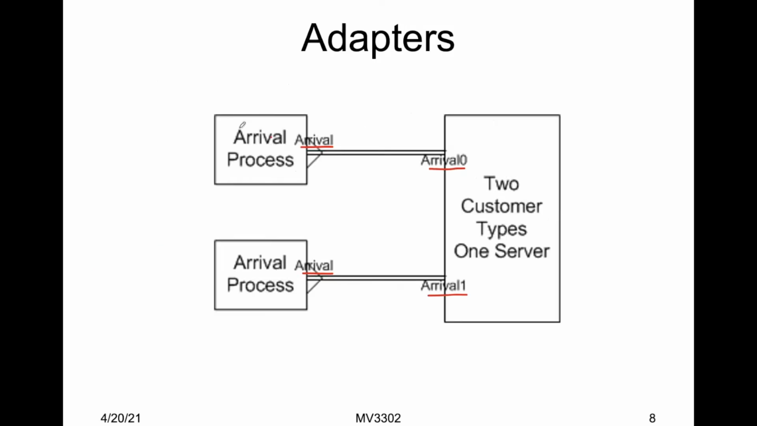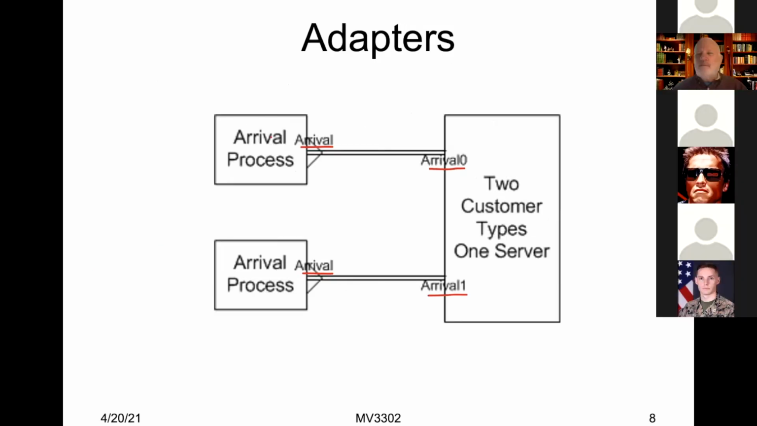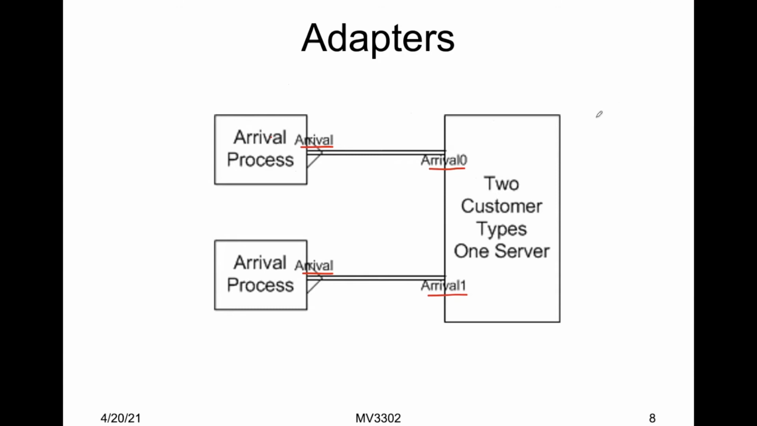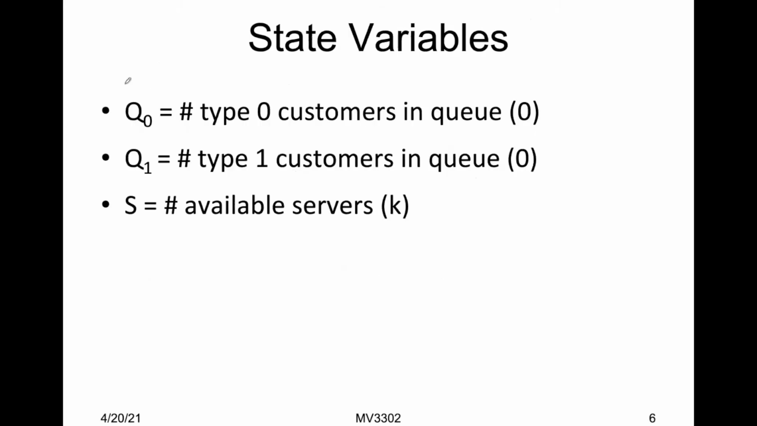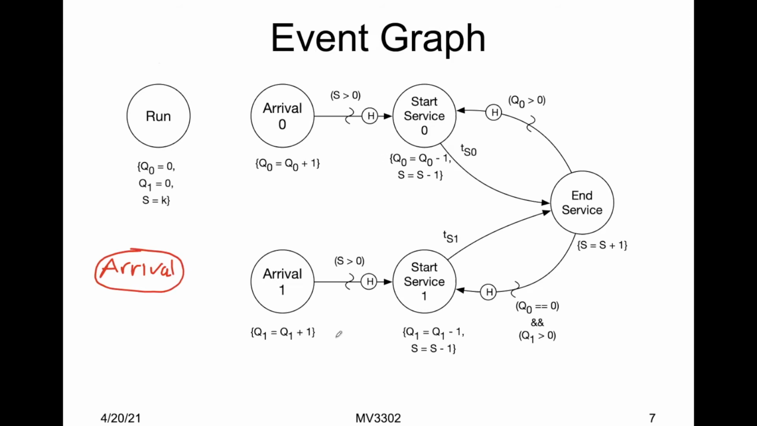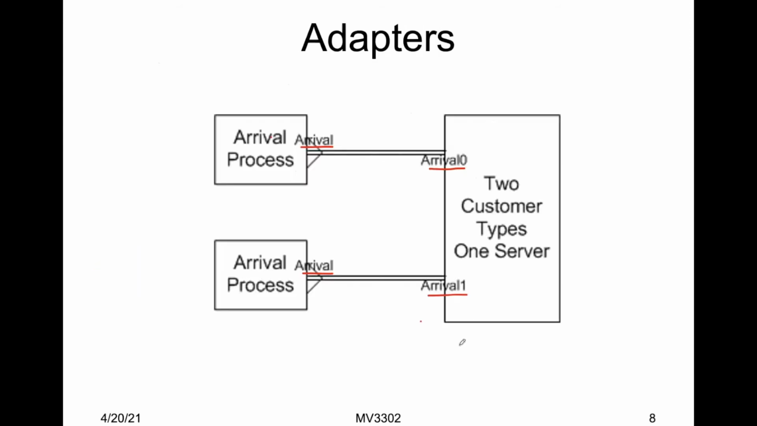On this slide, why aren't there two boxes for the two server types and another box for one server? This one box is this whole thing. Okay, all right. This whole thing is this box right here.